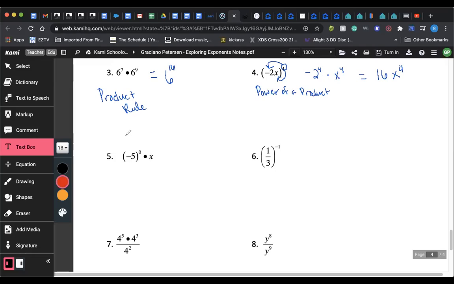Okay. Number 5 is going to use my 0 power rule. Anything to the 0 power is equal to what? 1. So this whole thing just becomes 1. So I have 1 times x, which is just x. Okay, so that's my answer, just x. All right, so anything to the 0 power is 1.